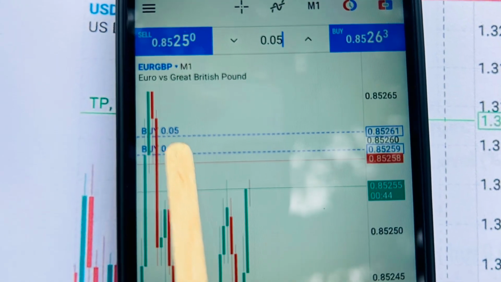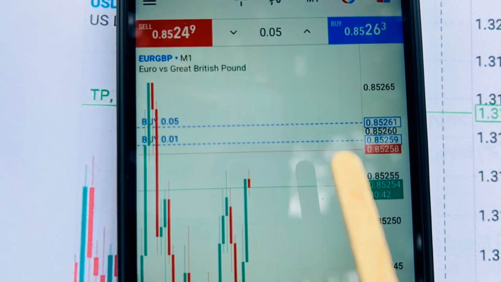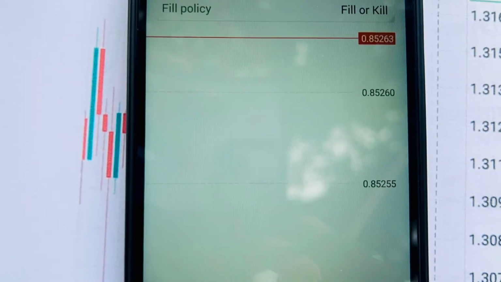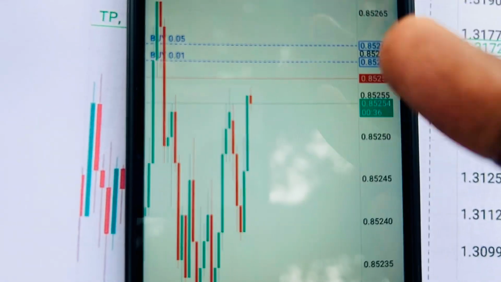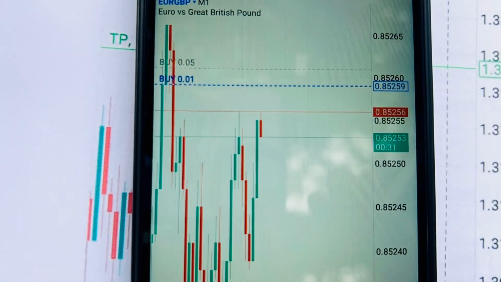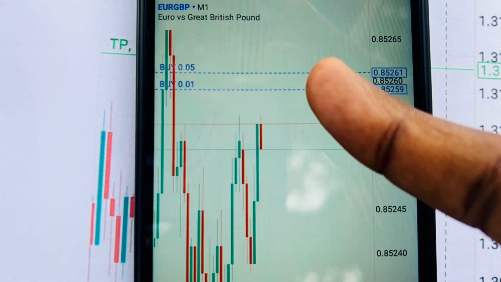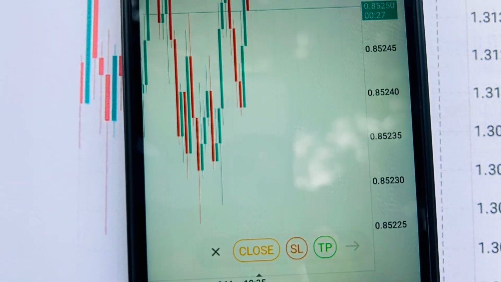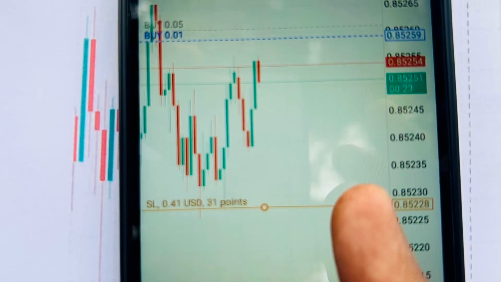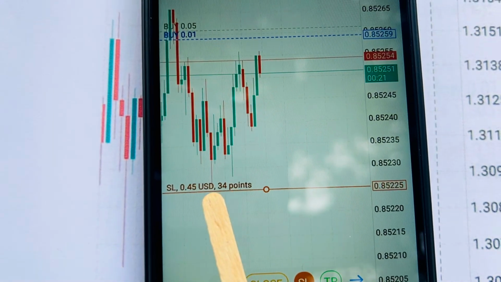We have 0.01 in this 0.05 lot size, which means if right now we tap on here, we use this feature as an SL. Let's just go back, we tap on this horizontal line, sorry, we tap on this feature over here, you'll be able to see the stop loss. Let's just move it down here. You'll be able to see the stop loss.